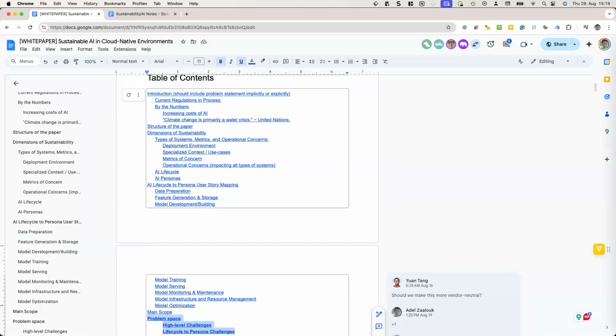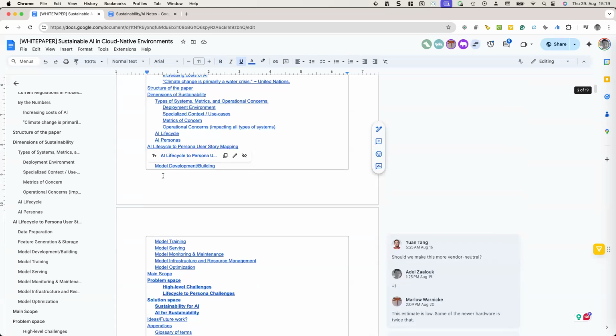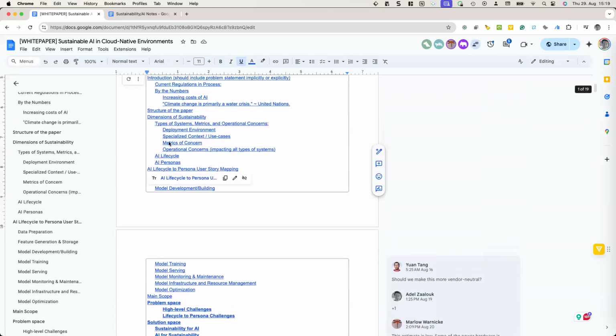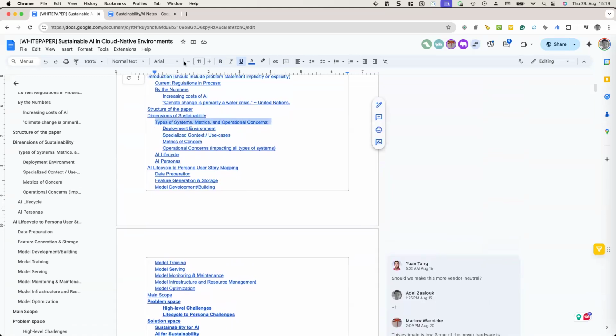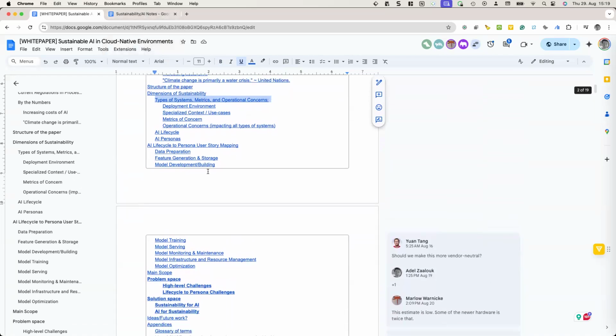I think that makes sense. And going off of that, I may spend part of this week fleshing out the types of systems, metrics and operational concerns, because we have cursory stuff there. But I do think that's a good question of how deep to go. We do want to make sure we don't go too far, because otherwise we're never going to publish this.